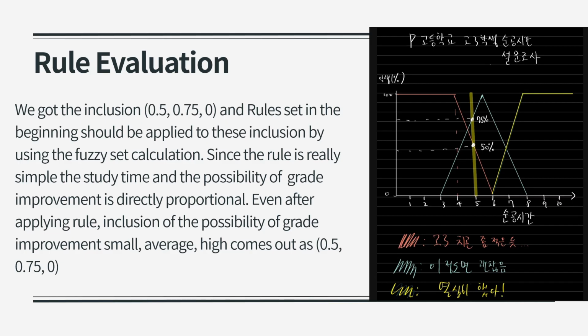Next step, we gotta do the rule evaluation. So we got the inclusion of 0.5, 0.75, and 0. And rules set in the beginning should be applied to this inclusion by using the fuzzy set calculation. Since the rule is really simple, the study time and the possibility of grade improvement is directly proportional. Even after applying rules, inclusion of the possibility of grade improvement, small, average, high, comes out as the same 0.5, 0.75, and 0. You can see this in this picture too.